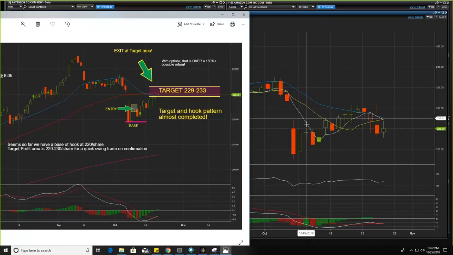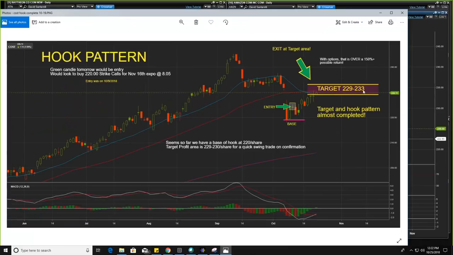And I'm showing you this for an example here, because this is also going to tell you when it's time to take profits. Notice this, guys. Here's our hook pattern. Here's our entry. What did I say our target was? Our target's 229 to 233. Okay, but let's say Costco did not hit our target. Here I am putting my hand on the screen thinking you guys could see this. But anyway, just imagine it did not get to our target.